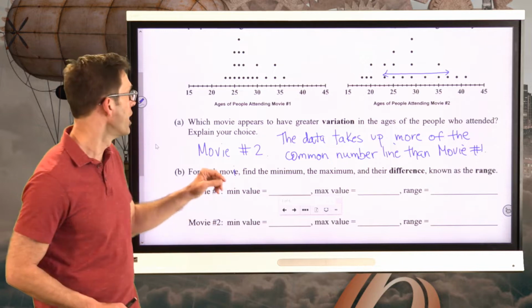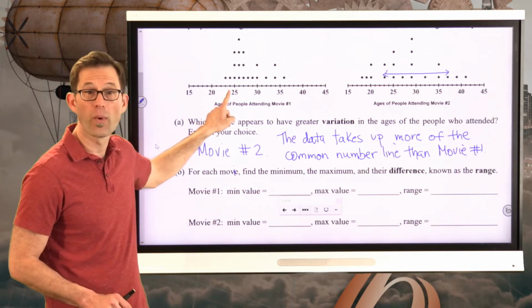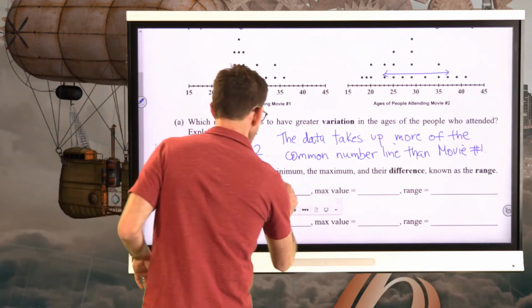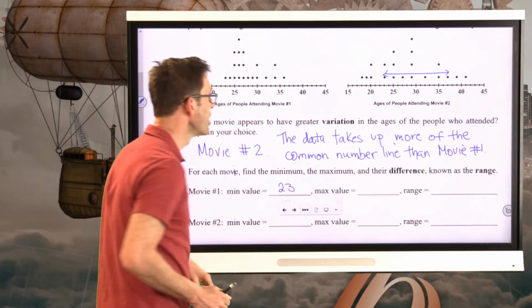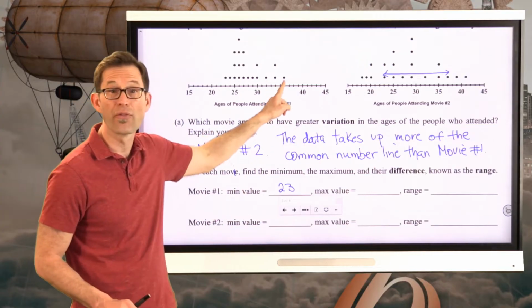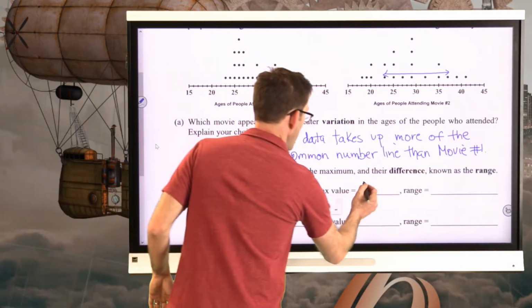Let's take a look at it for movie 1. For movie 1, the minimum value is 23. We can see that just by looking at the dot above which it is. So that's 23. The maximum value for movie 1 right here is at 36.